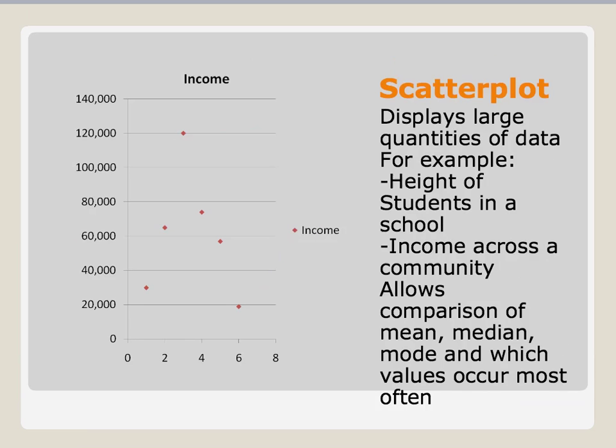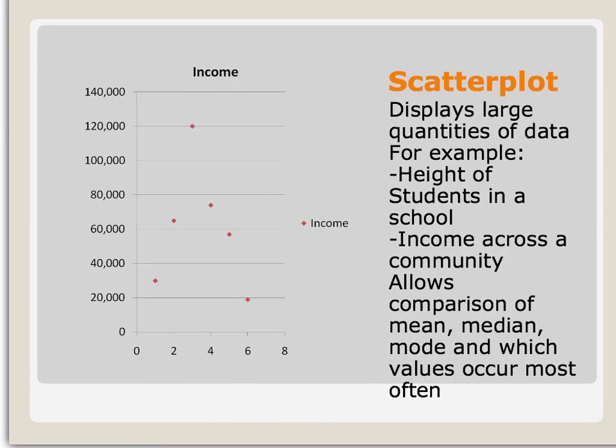The final graph type is a scatter plot. This is when you have huge volumes of data. So in this case, we're looking at income, say, in Pierce County, for instance. And we want to know how many families in Pierce County have an income of these different values. So 2 families have this income, this many families have this income, etc.